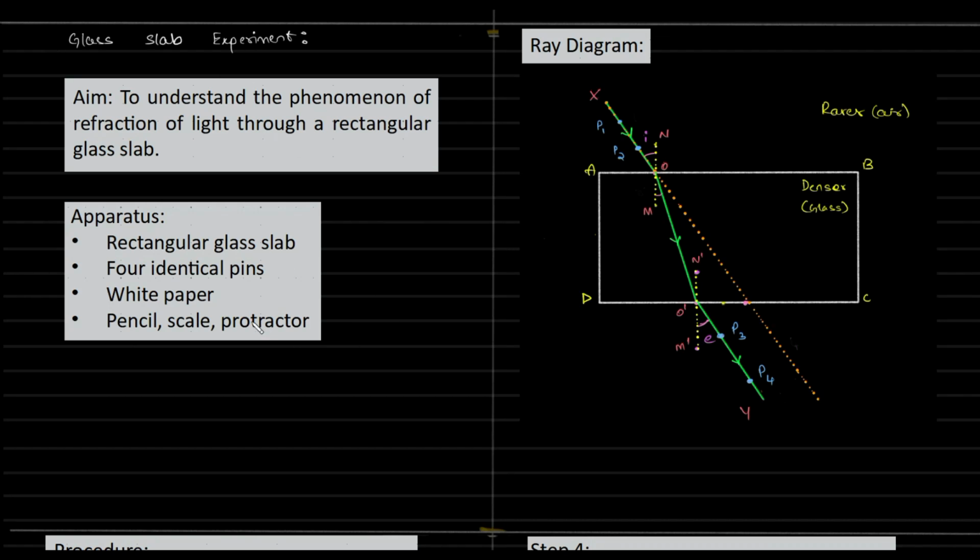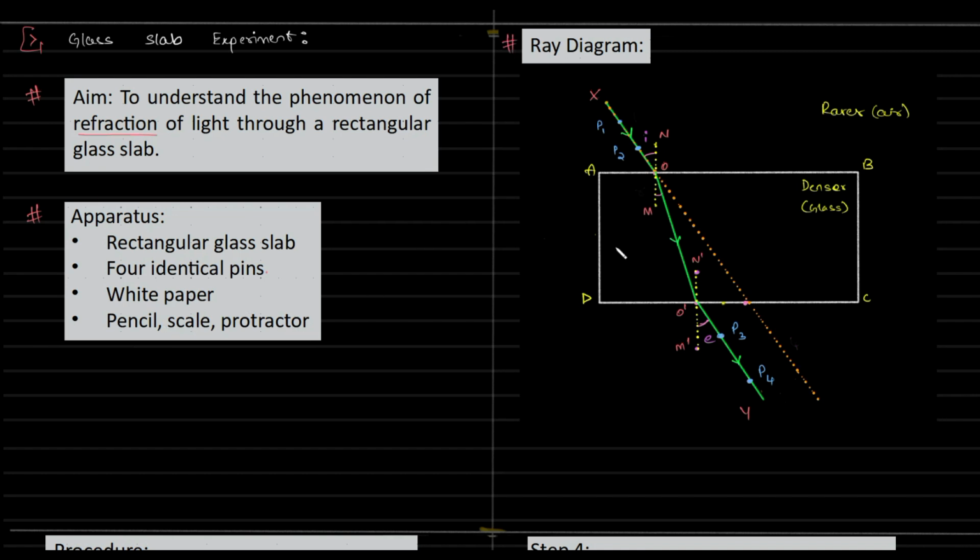So here I have the write-up and the practical values for the experiment I have done for your glass slab experiment. So what is the main aim? To understand the phenomena of refraction through a glass slab. So what all do we need? Obviously a rectangular glass slab, 4 identical pins, which I have not used. I have used different pins, different length, that is, white paper, pencil, scale, protractor, right?